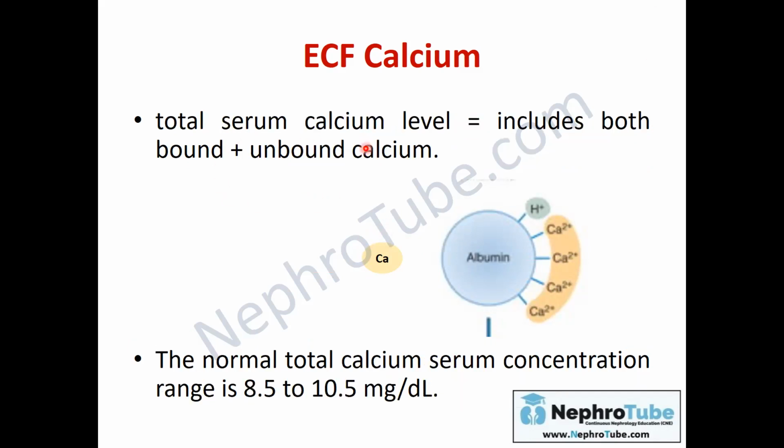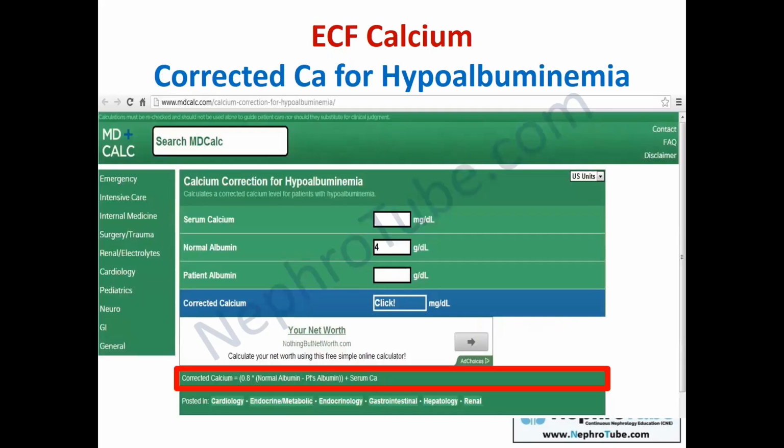So for serum calcium, we have two forms of calcium. The first is total serum calcium, which is the bound plus unbound free ionized calcium. We can measure the total serum calcium, which is normally in the range between 8.5 to 10.5 milligram per deciliter. And we can measure only the free ionized calcium, which may be more accurate in the diagnosis of cases of hypocalcemia.